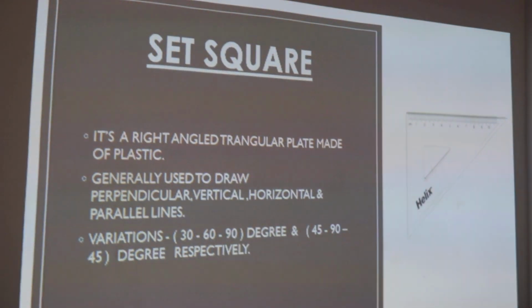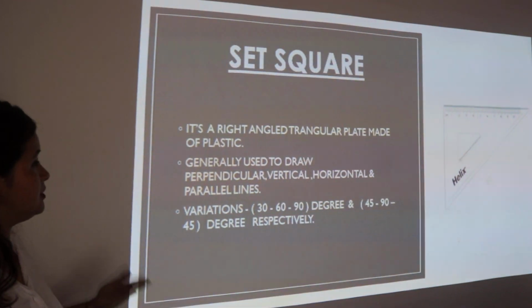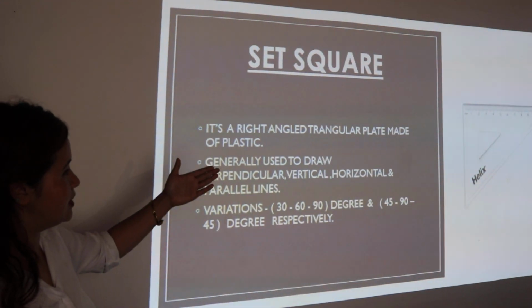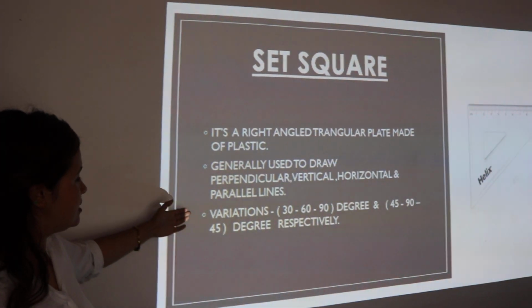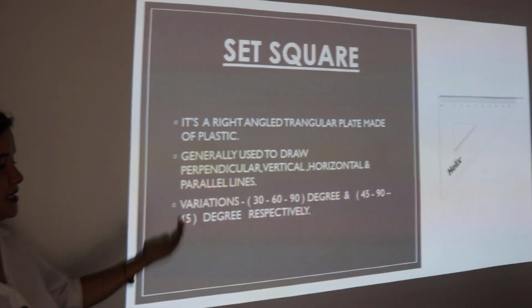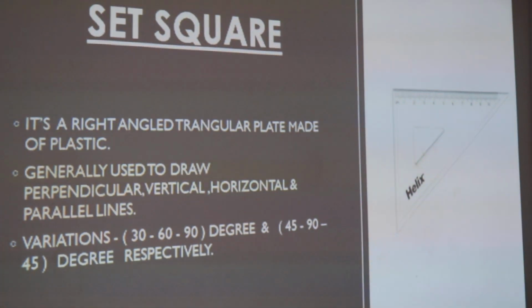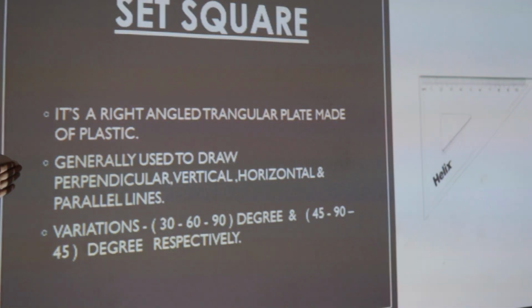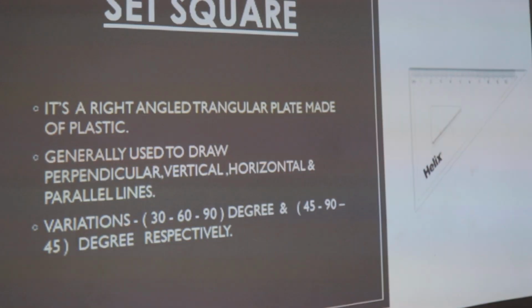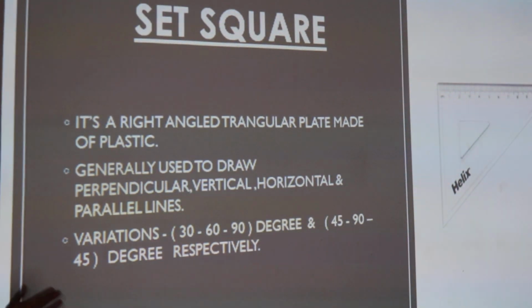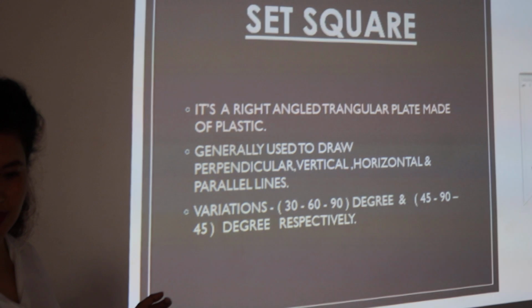Now we'll be heading to the set square. Why is a set square in a geometry box? You might be thinking why it is used. First of all, it is a right-angled triangular plate made of plastic. It is used for giving variations of 30, 60, 90 degrees, and also 45, 90 and 45 degrees. It is also used for drawing perpendicular lines, vertical lines, and horizontal or parallel lines. You can get it in plastic, wood or steel, according to your requirements.